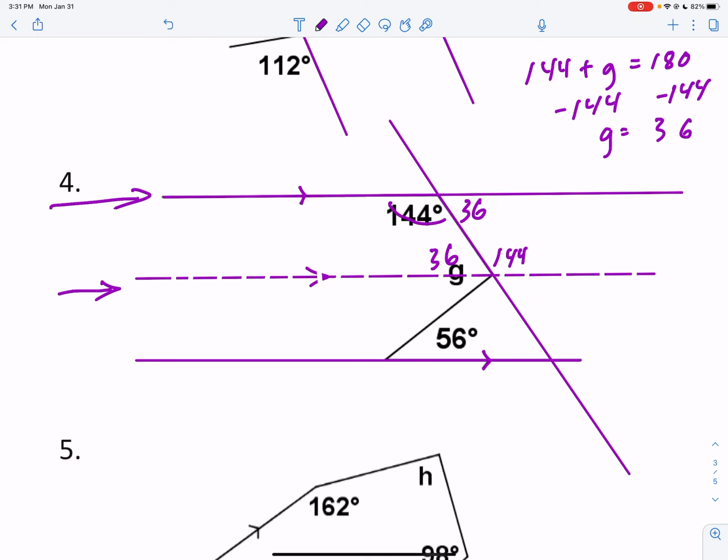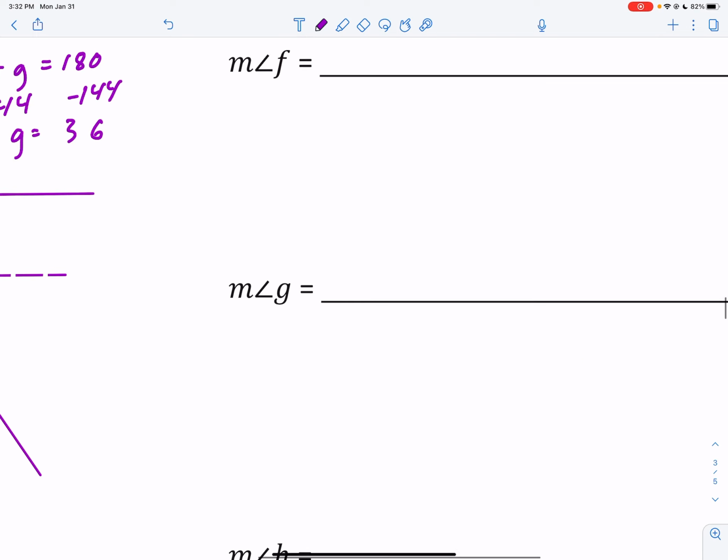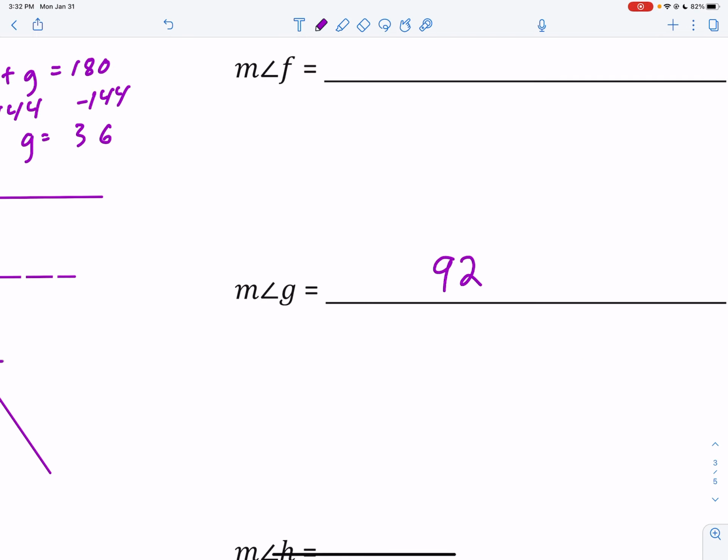So let's look at the dotted auxiliary line and the bottom parallel line. We can use alternate interior angles on this one to figure out that these must be the same. They're both 56. I hope everybody sees that. So this entire angle between these must be 36 plus 56, which is 92. That's what G is. It's 92. Okay?